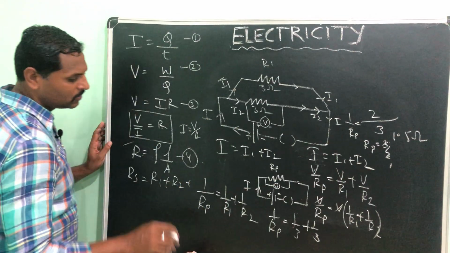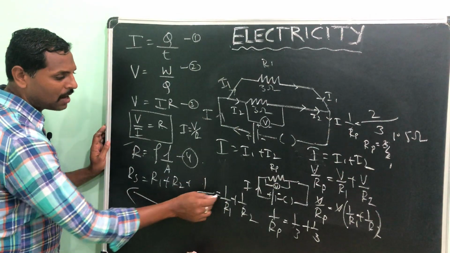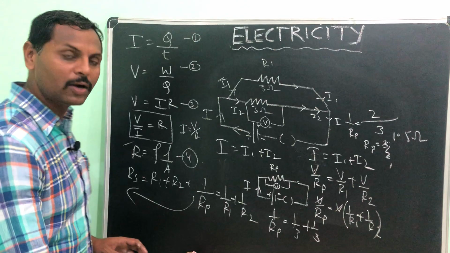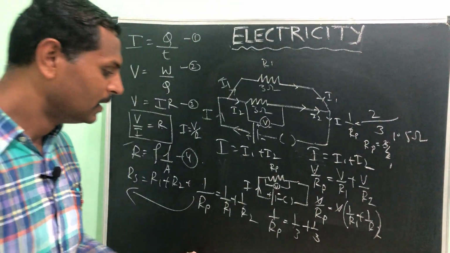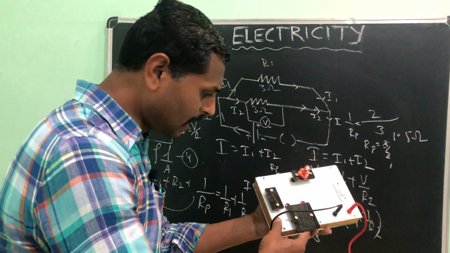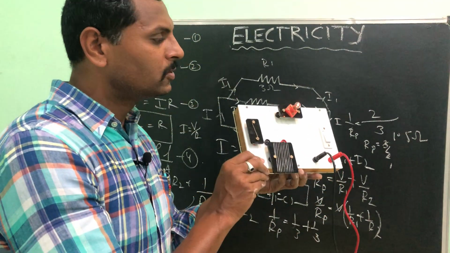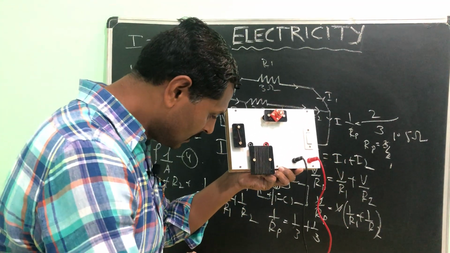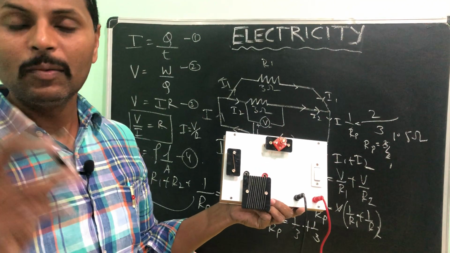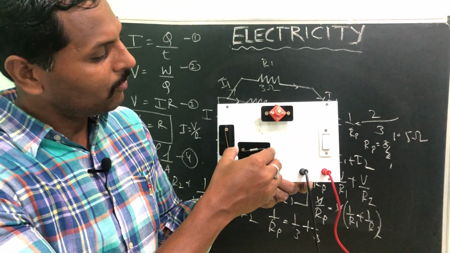What is that? So, that is here. 1 by Rp is equal to 1 by R1 plus 1 by R2 plus 1 by R3, like that. See here, resistances are here, there you can see. So, in the series connection I have connected, simply I want to connect one more resistance in parallel. See here what will happen.